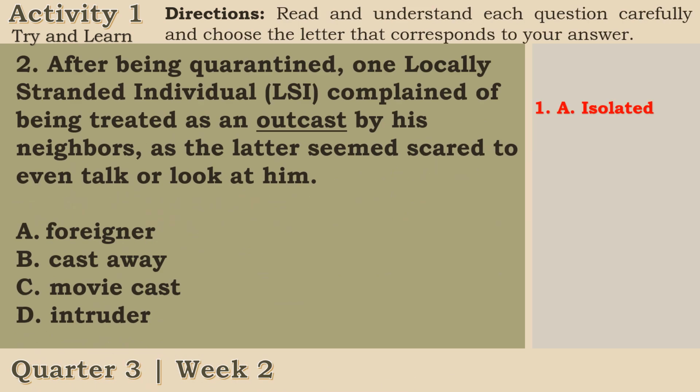Number 2. After being quarantined, one locally stranded individual or LSI complained of being treated as an outcast by his neighbors, as the latter seemed scared to even talk or look at him. What do you mean by the underlined word outcast? A. Foreigner. B. Castaway. C. Movie. D. Intruder. What's the answer? Letter B. Castaway.